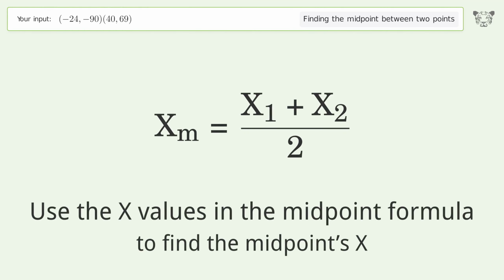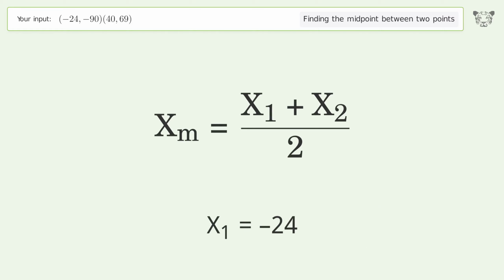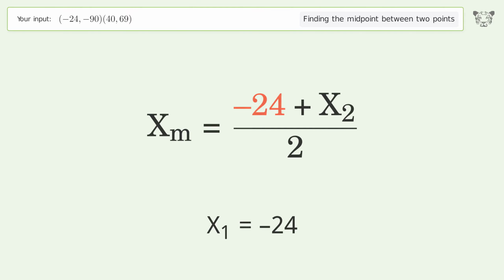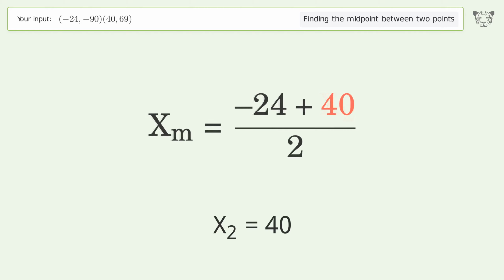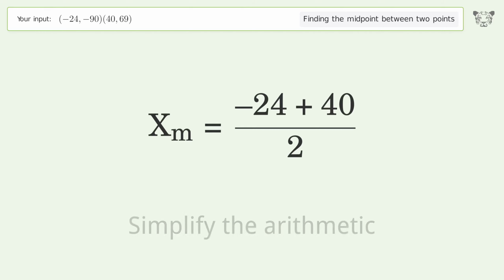Use the x values in the midpoint formula to find the midpoint's x. x1 equals negative 24. x2 equals 40. Simplify the arithmetic.